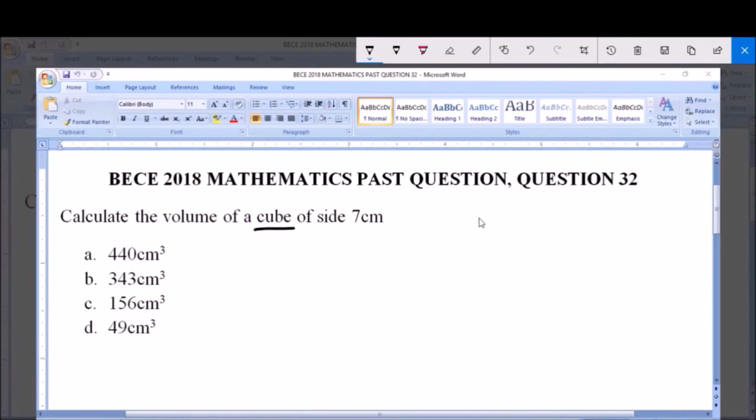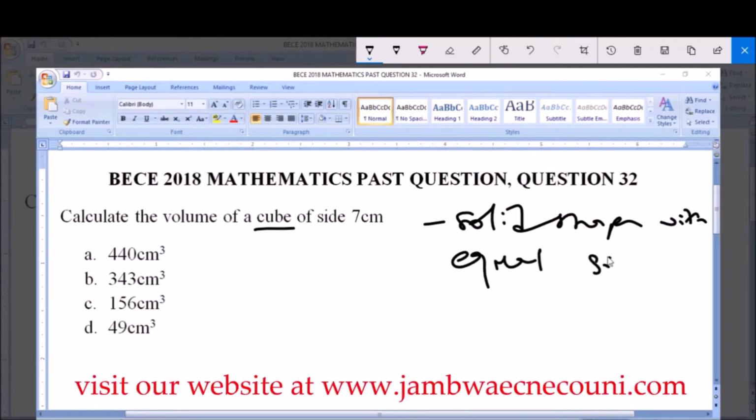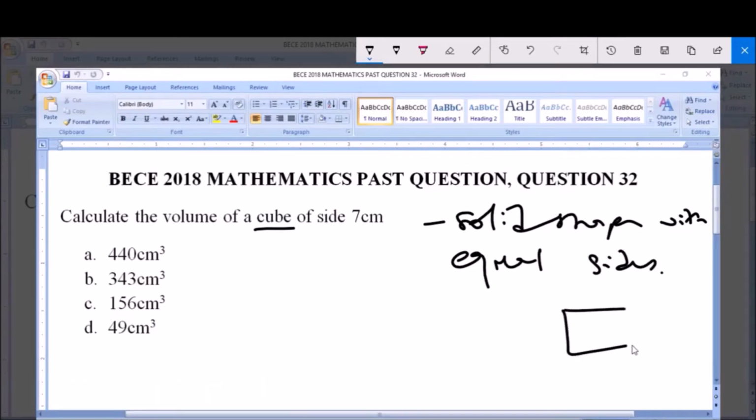And like you know, a cube is a solid shape in which all sides are equal. A solid shape with equal sides. This is just a diagrammatic expression of a cube. Let me draw a cube here. A cube is just like a solid shape of a square. All sides are equal.